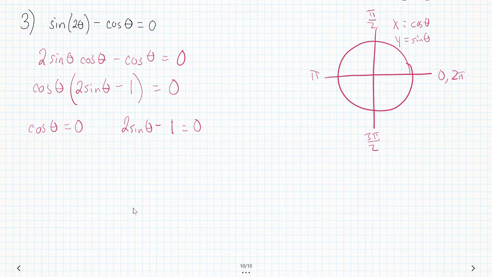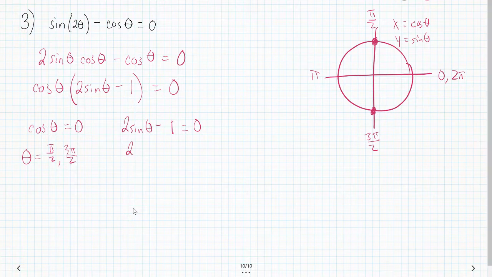So between 0 and 2 pi, what happens? Well, at pi over 2, notice the x value equals 0 at this point and at this point. So you have 0 for the x, and you have 1 and negative 1 for the corresponding y, but we only care about the x for cosine theta to equal 0. That means the solutions to this are theta equals pi over 2 and 3 pi over 2, and we're done with that.